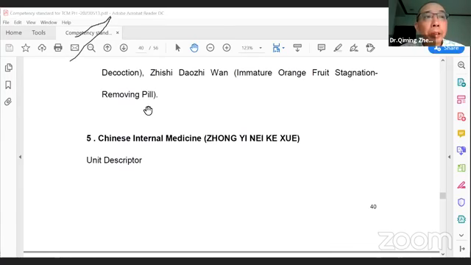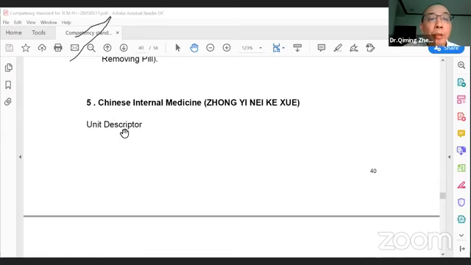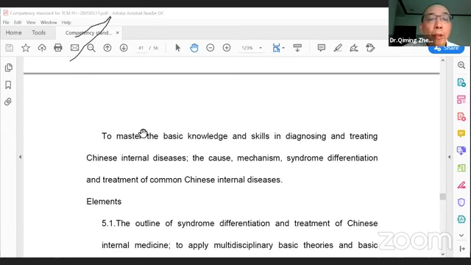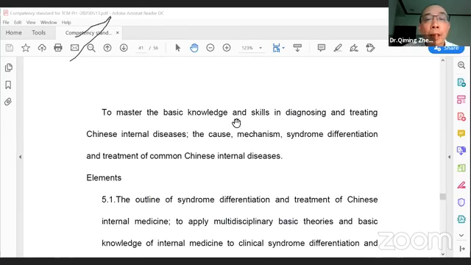The clinical skills in traditional Chinese medicine should be included as below. The first is Chinese internal medicine. The unit descriptor is as below: to master the basic knowledge and skills in diagnosing and treating Chinese internal disease, the causes, mechanism, syndrome differentiation, and treatment of common Chinese internal disease.